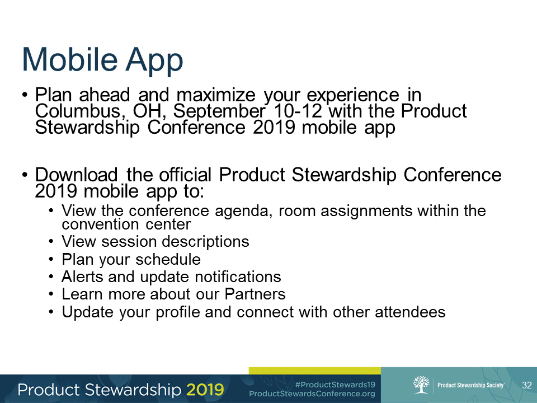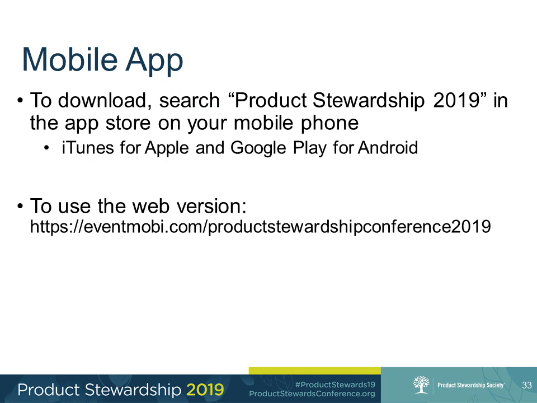We will be sending alerts and update notifications out throughout the conference, so it's just a nice way to stay connected. You can learn more about our partners and our sponsors. You can also update your profile and connect with other attendees. I believe there's a meeting request function, so if you want to meet with someone who's going to be at the conference, you can send that in the mobile app. To do that, you'll search in your app store on your phone for Product Stewardship 2019, and I believe that there is a desktop version, and you can follow the link that we have posted here to download that.